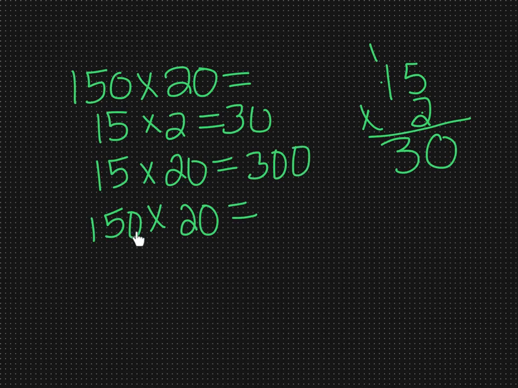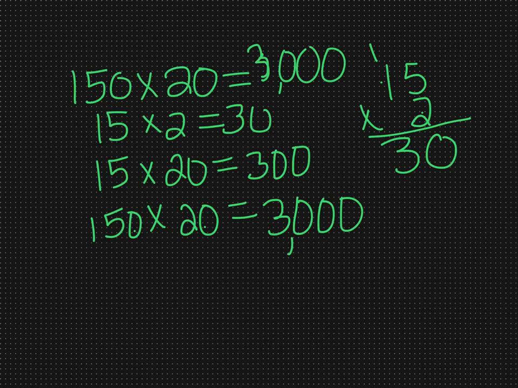And then I came down here and I added a 0 to the 15. So now I'm going to have still 15 times 2, but then I have 2 zeros, one from the 20 and one from the 150. So I have 3,000. 3,000 is my final answer here.